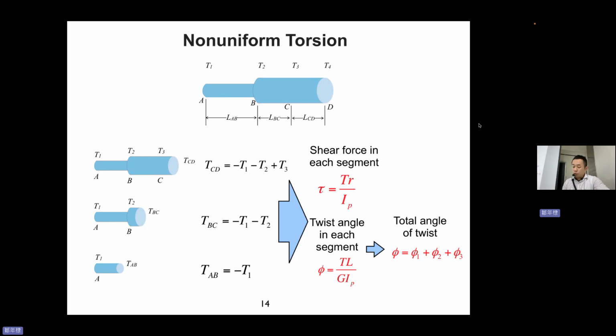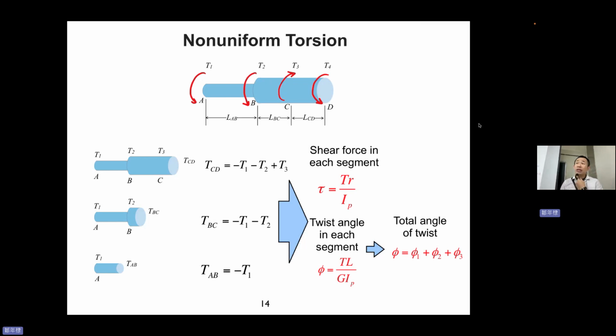But don't worry about that, because you have encountered a similar problem in chapter 2. For example, you have a changed cross section. The bar changing its cross section is a non-prismatic bar. And also you may have T1, T2, T3, and T4. Okay, and you notice that this material has two cross-section areas.